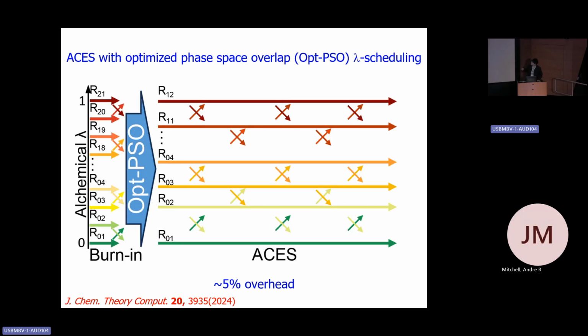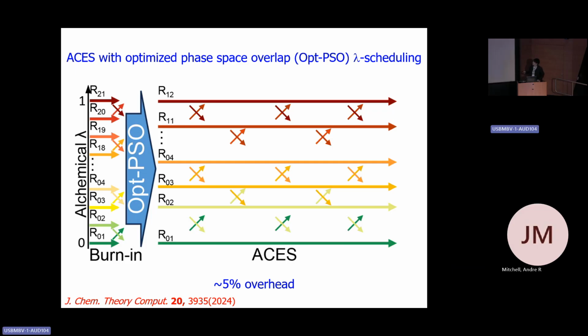Based on this burn-in simulation, we come up with a whole new set of lambda windows. In this case, I came up with 12 lambda windows in total and ran the full production runs till the end. Compared with the actual production, the burn-in overhead is only about 5%, but the final free energy result is still comparably converged.